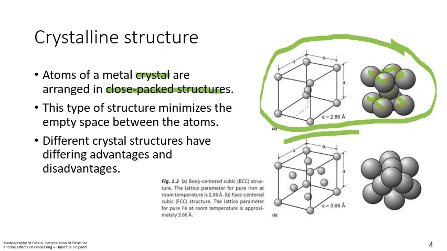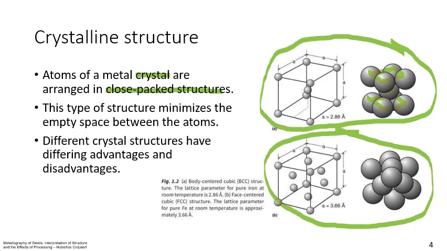second kind is face-centered cubic, where there's atoms on each of the faces of the structure of the unit cell, and then there's additional atoms around that face. Those are the two most important crystal structures for steel: body-centered cubic and face-centered cubic.